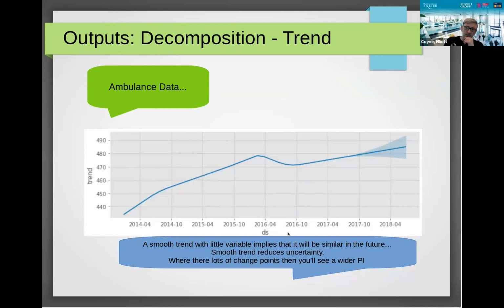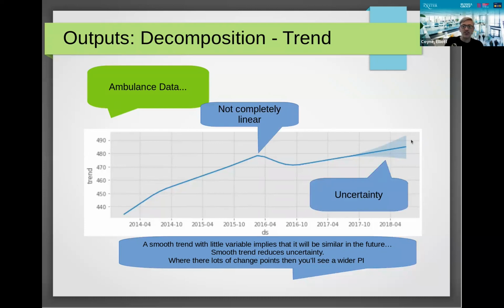And that's why you can see the prediction interval kind of grows as we get into the future forecasts to the right. As I say, it's not completely linear, and yeah, we've introduced that uncertainty because of that non-linearity.